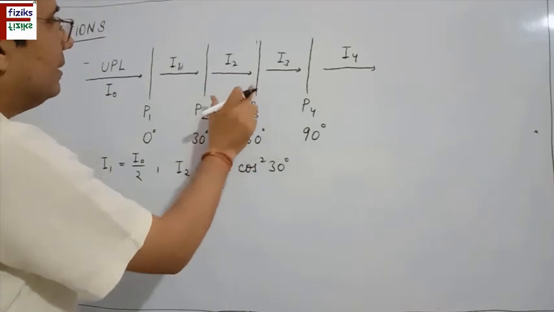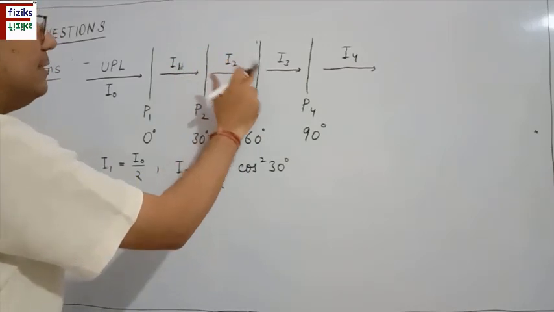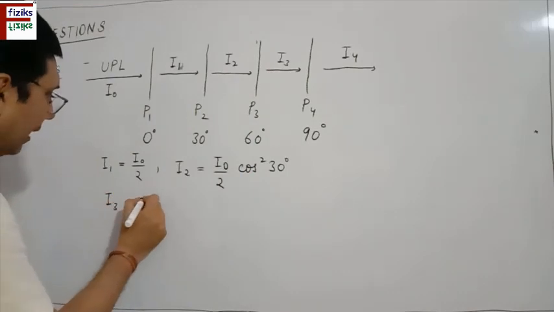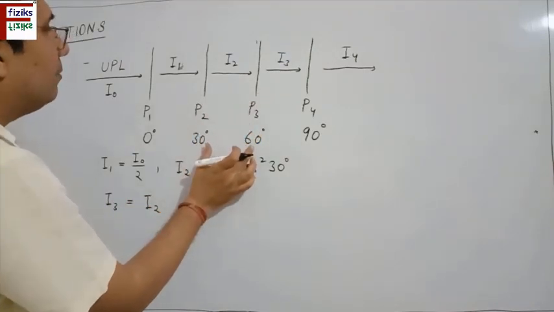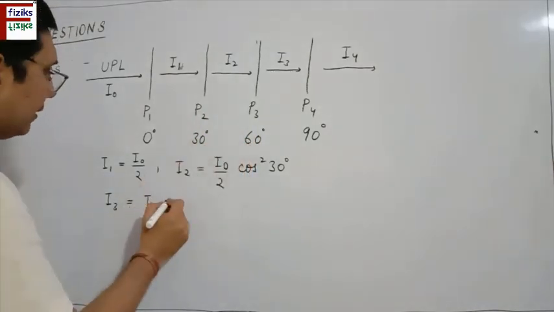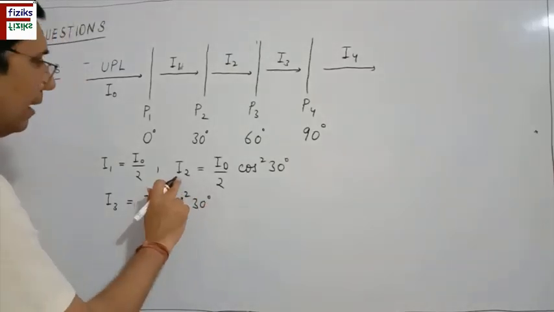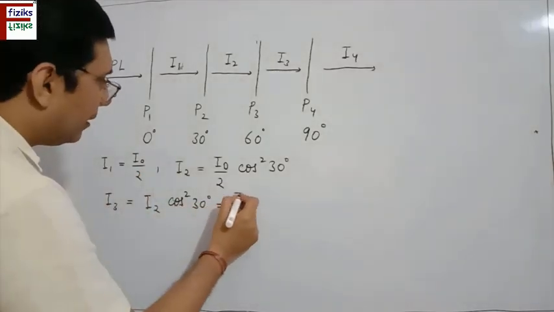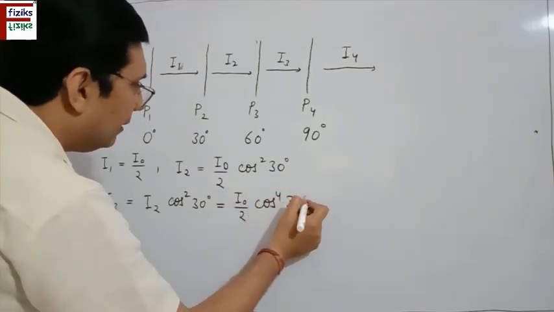Now come to I3. For I3, I2 will act as the initial intensity and the final transmitted intensity is I3. So I3 will be equal to I2 cos square of the angular difference between the axes of P2 and P3. This is 60 minus 30, so again cos square 30. If we substitute the expression of I2 here, this will become I naught by 2 cos to the power 4 of 30 degrees.